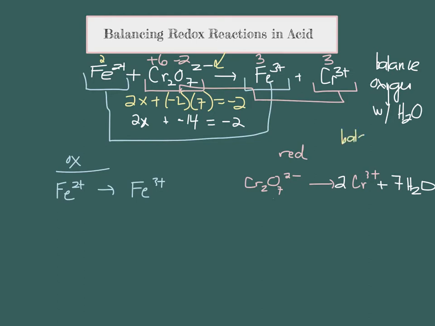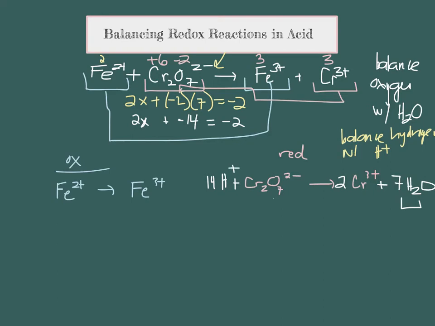Balance hydrogens with H+. Now, why can we use H+? Because this reaction is supposedly happening in an acidic environment, so they're readily available. I see that I have 14 H's that I added to this reaction, so I need to make sure that I'm doing the same thing to both sides. I'm going to add 14 hydrogen positives.